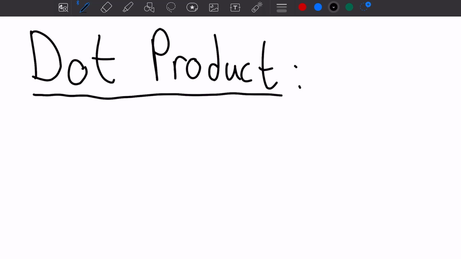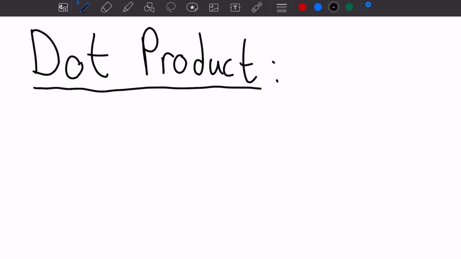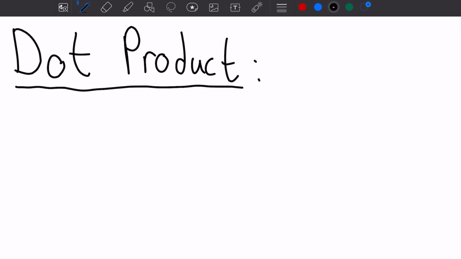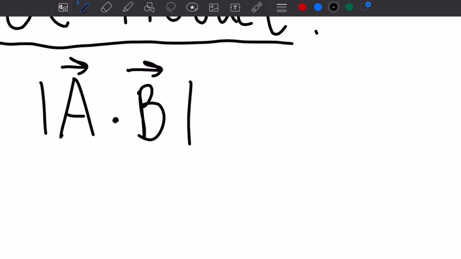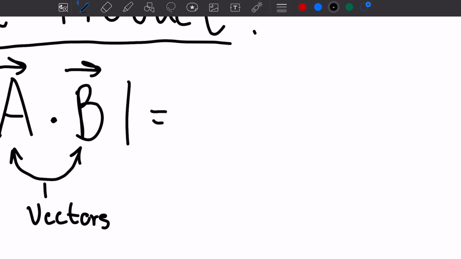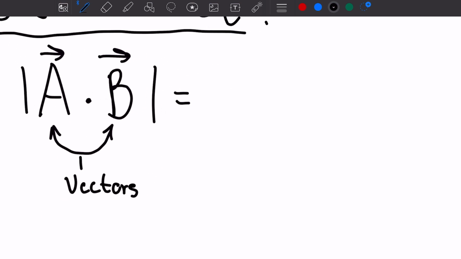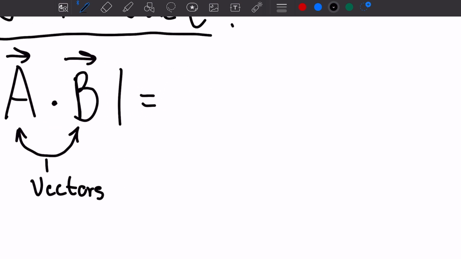So today we will be covering the dot product and the cross product. We're going to start going over the dot product. So generally, we would be able to write the dot product as so. Our input is always going to be two vector quantities, and our output is going to end up being a scalar quantity.